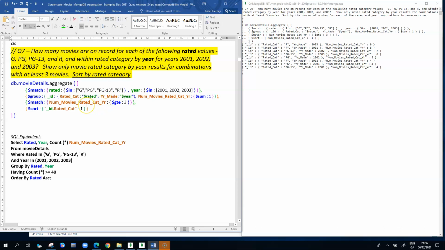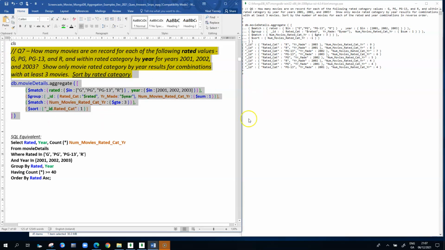The important part of that is that the rated field is referenced in the grouping stage, and it's under the _id. So therefore, you have to refer to it in the sort as _id.rated cat. That allows Mongo to sort it by the rated category. If you left out the _id there, you'd get an error message. We'll just run the example to prove that it works and that it sorts by _id. I won't clear the screen, just to demonstrate the difference.